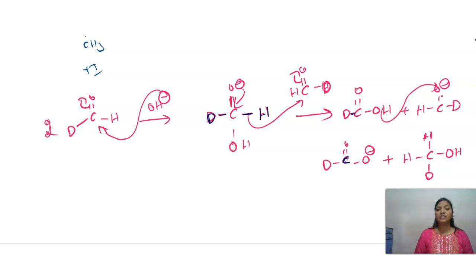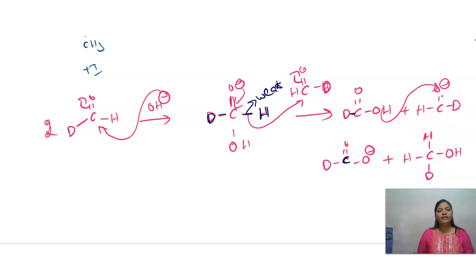Among these two, which can transfer here? Because the C-H bond is a weak bond, this one is weak when compared with the C-D bond. So that's why this hydrogen breaks easily and it will transfer to this carbon.